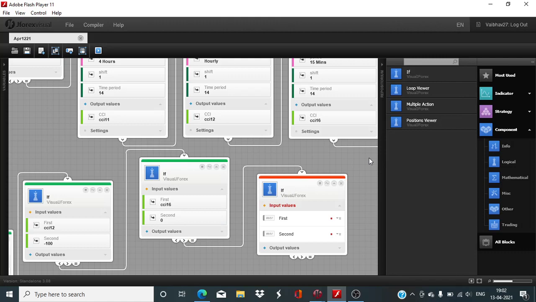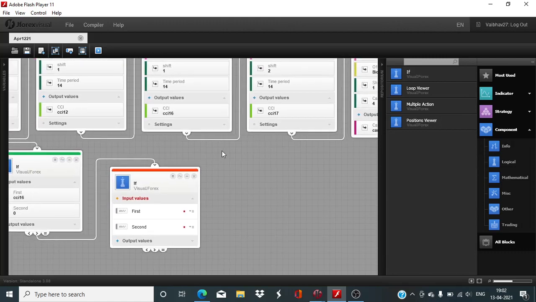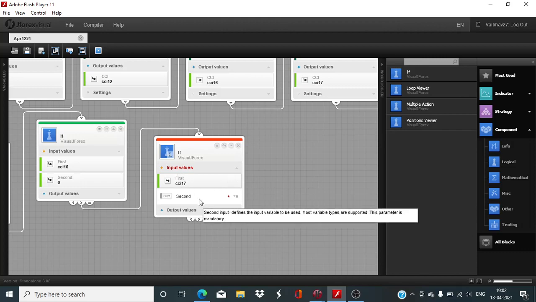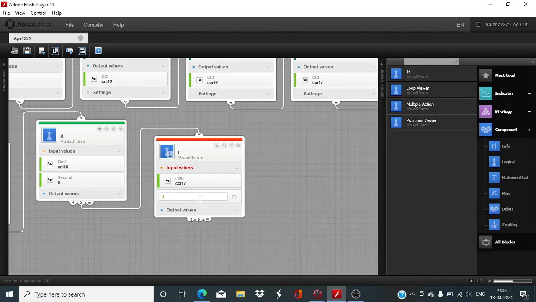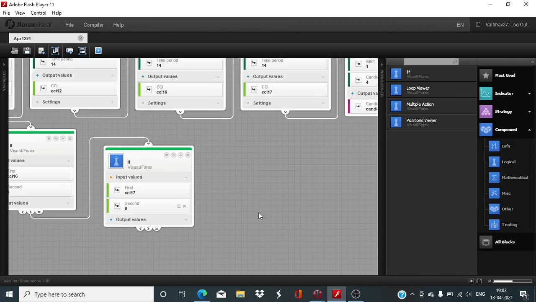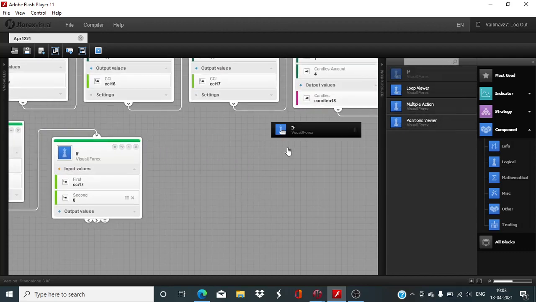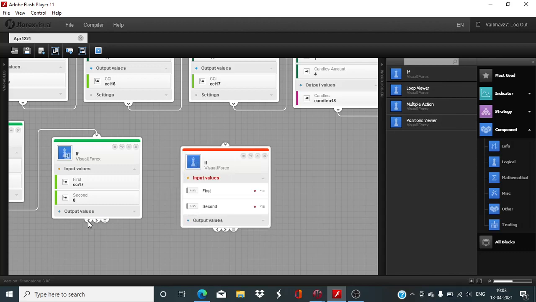First input greater than second input, and CCI 17 needs to be less than 0. Okay, so first input less than second input.